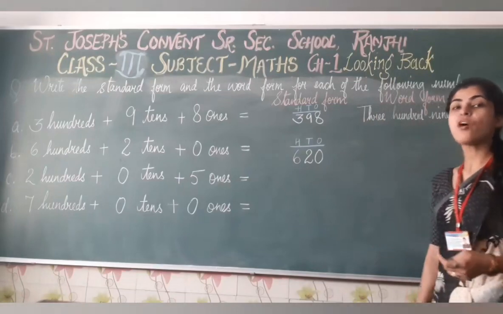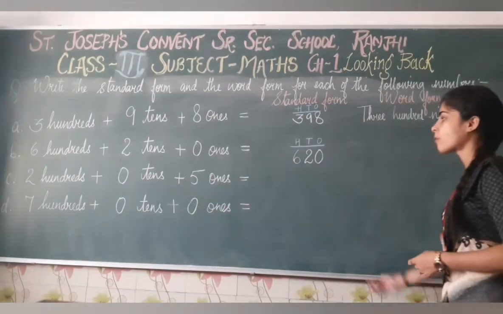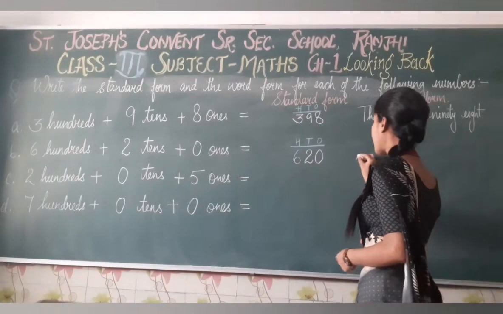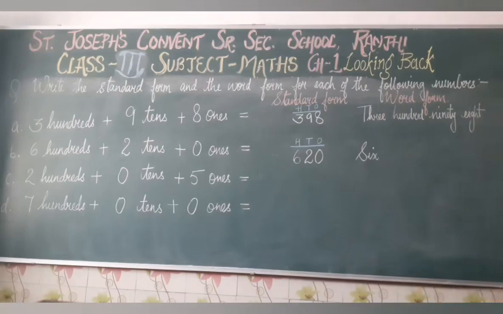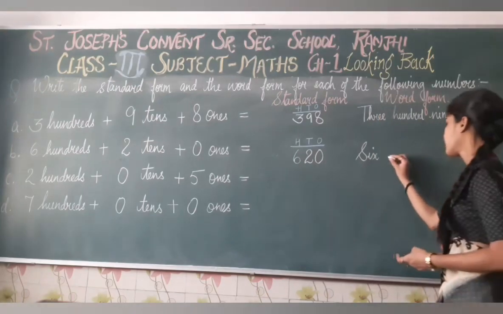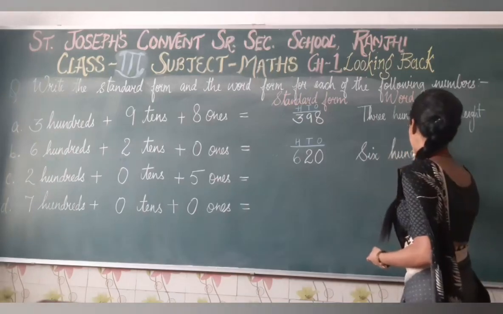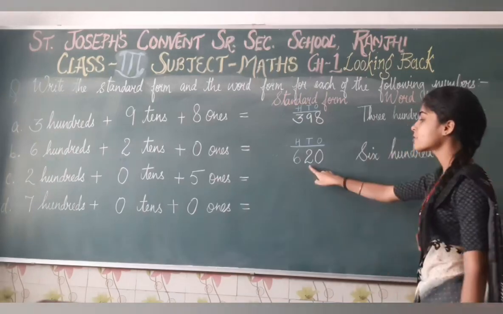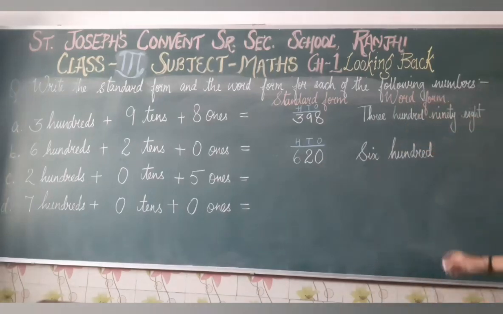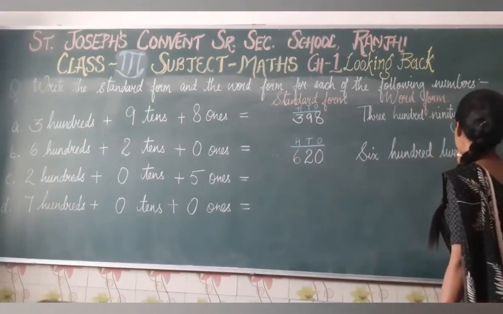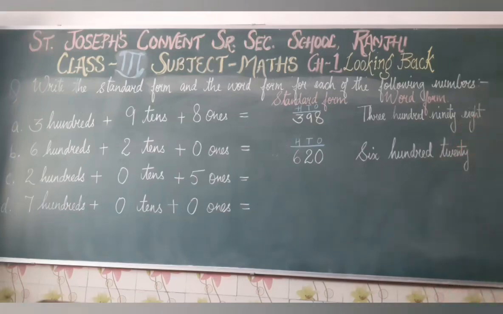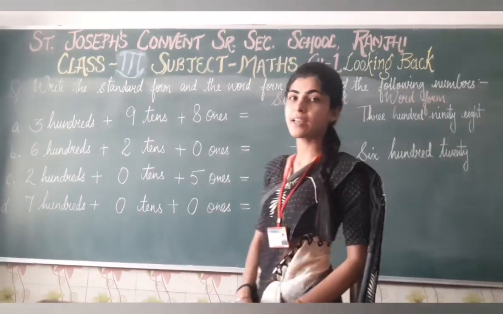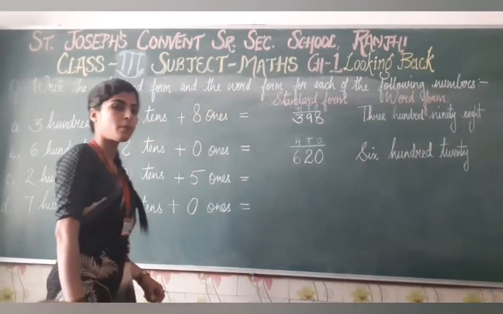What is the number form? 620. Now we will write the word form of this number, 620. So first I have written the spelling of 6. Now I am going to write the spelling of the word 100. Then 20. So the spelling for 20 is T-W-E-N-T-Y. Clear.